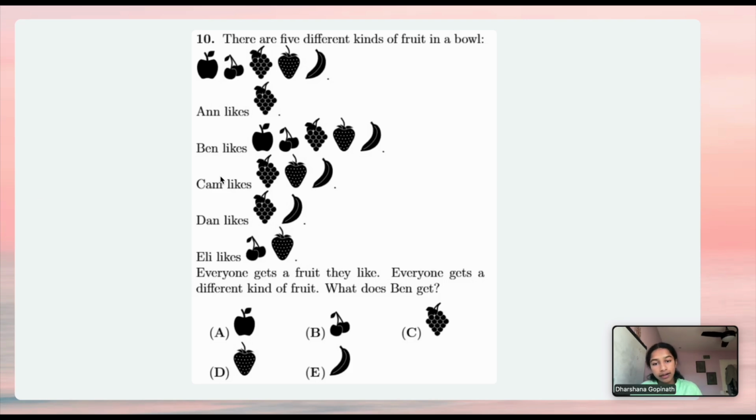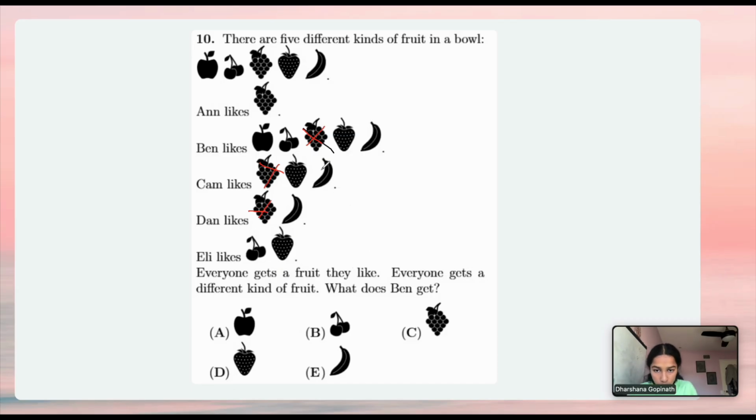So if Anne only likes grapes, that means she has to get the grapes because everybody gets a fruit they like. So if Anne gets the grapes, and since everybody else gets a different fruit, we can cross out everyone else who likes grapes so that we don't use it again. And then Dan, if we look at Dan's, he's only left with bananas. So since, again, everyone gets what they want, Dan will get a banana.